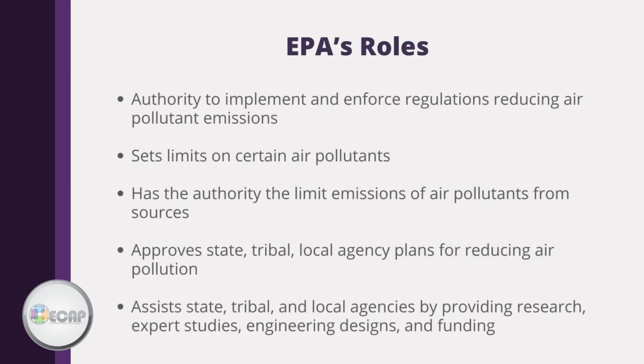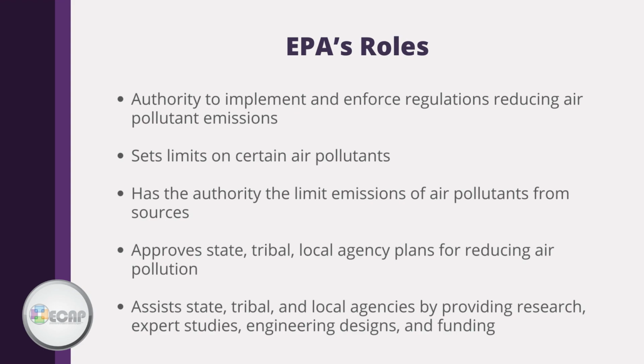Under the Clean Air Act, the U.S. Environmental Protection Agency, or EPA, sets limits on certain air pollutants, including setting limits on how much can be in the air anywhere in the United States. This helps to ensure basic health and environmental protection from air pollution for all Americans. The Clean Air Act also gives the EPA the authority to limit emissions of air pollutants coming from sources like chemical plants, utilities, and steel mills.